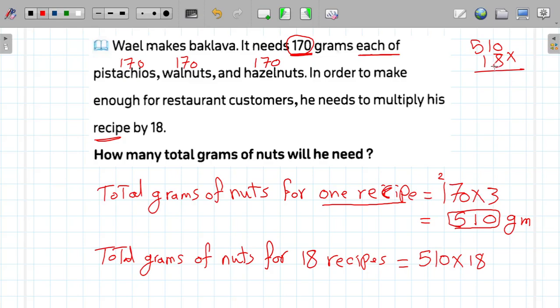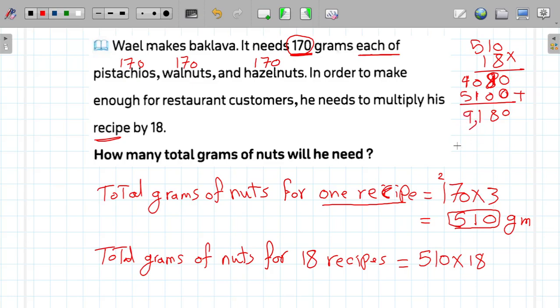So I will multiply first by 8. 8 by 0 equals 0. 8 by 1 equals 8. And 8 by 5 equals 40. So I have 4080. Plus, I will put 0 and I will multiply by 1. So I have 1 by 0 equals 0, 1 by 1 equals 1, and 1 by 5 equals 5. I will add them together. So I have 0, 8, 1, and 9.